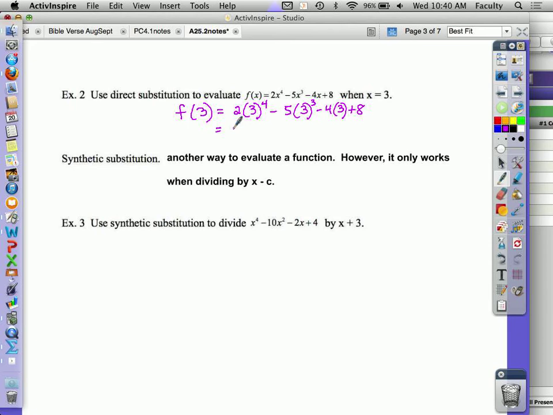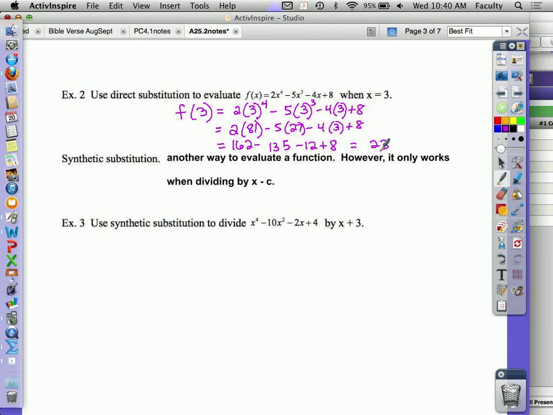Okay, well, please excuse my dear Aunt Sally. I have to do 3 to the 4th, which is 81. 3 cubed is 27. And I got 23, okay?